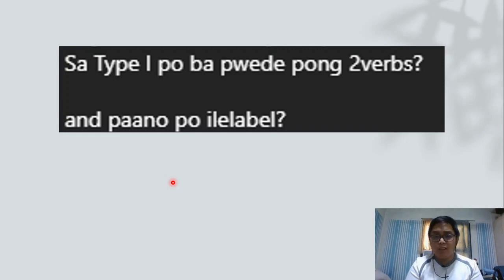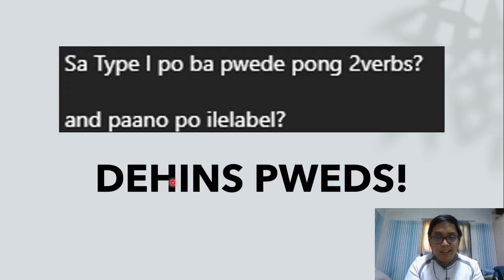Sa type 1 po ba, sir? Pwede po bang two verbs? And paano po ililabel? Ang sagot dyan, iha? Hindi pwede. Bakit nga ba? What we can remember on type 1, again, it is said that it is a sentence with an intransitive verb without an S. Diba?